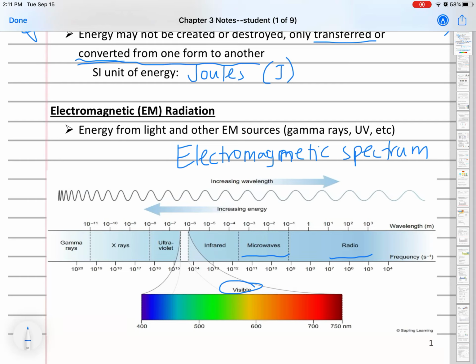Okay. So these different rays have different amounts of energy that's directly related to the wave function. So waves can either be really short or they can be really long.